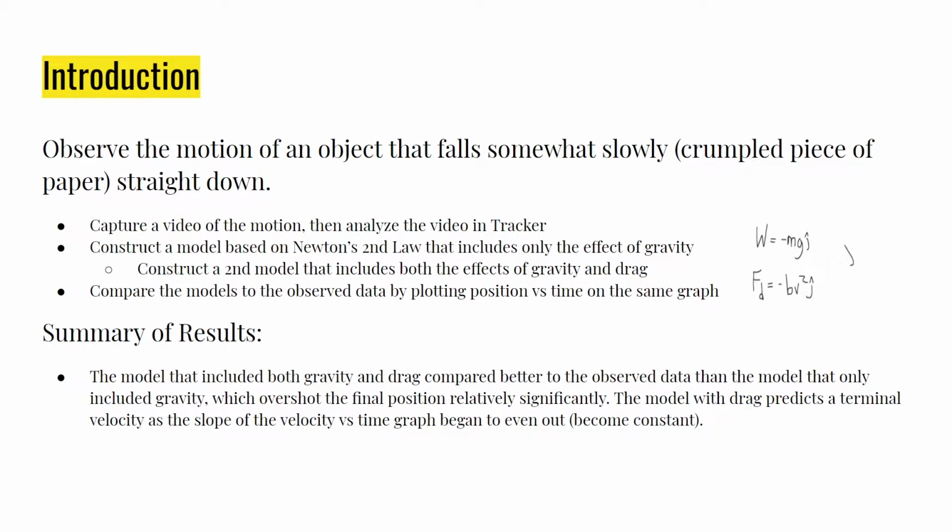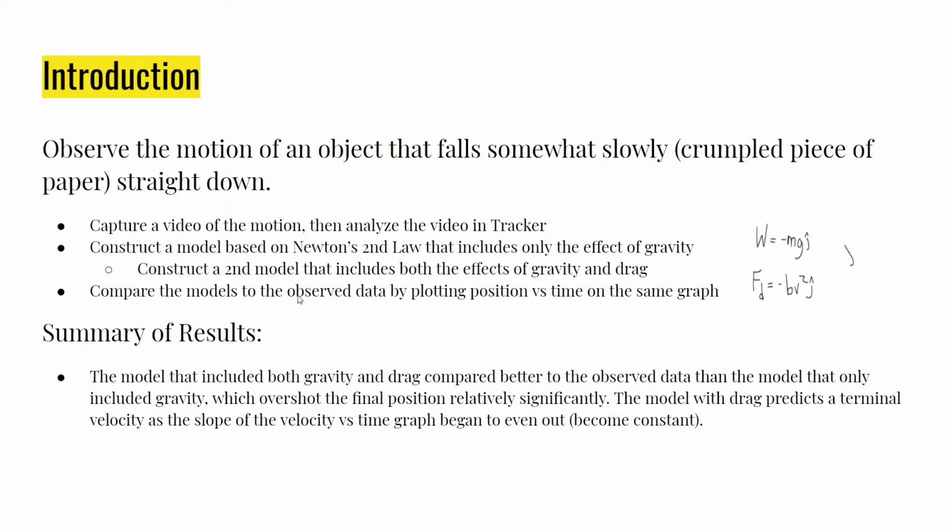We were to construct a model based on Newton's second law that includes only the effect of gravity. We were also to construct a second model that includes both the effects of gravity and drag. Finally, we were to compare the models to the observed data by plotting position versus time on the same graph. Here you can see the equations for the forces involved in this lab. Weight equals negative mg j hat, and drag force equals negative b v squared j hat.